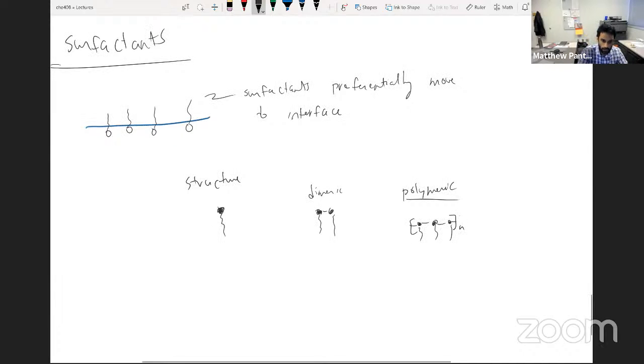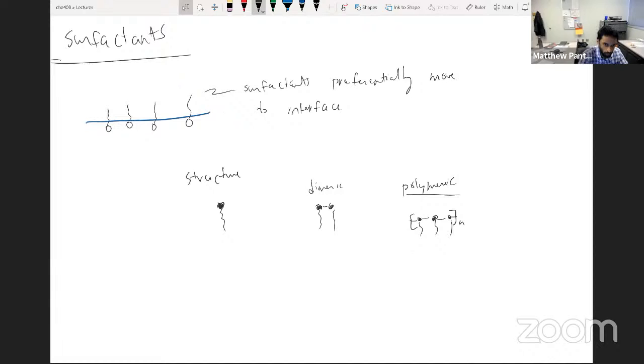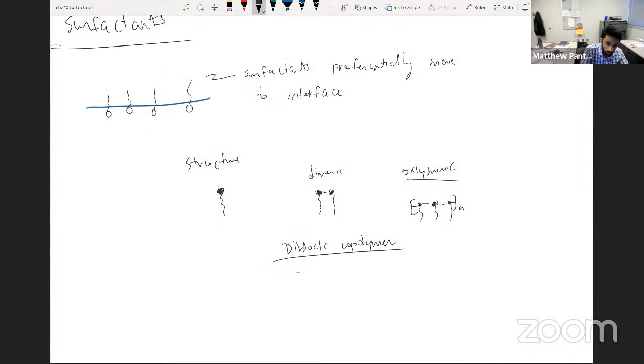They can also take the form of some kind of copolymer. For example, it could be a diblock copolymer or even a triblock copolymer. We have a whole class on polymers here, so I'm not going to go into a lot of detail about this, but the idea is that there can be a bunch of this part that is, say, hydrophobic, and some part that's hydrophilic.